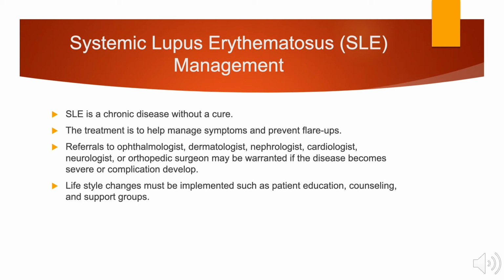Medications such as non-steroidal anti-inflammatory drugs and corticosteroids are used to help relieve joint pain and swelling. High-dose prednisone may be needed to treat severe complications. Referrals to ophthalmologists, dermatologists, nephrologists, cardiologists, neurologists, or orthopedic surgeon may be warranted if the disease becomes severe or complications develop. Lifestyle changes must be implemented, such as patient education, counseling, and support groups.